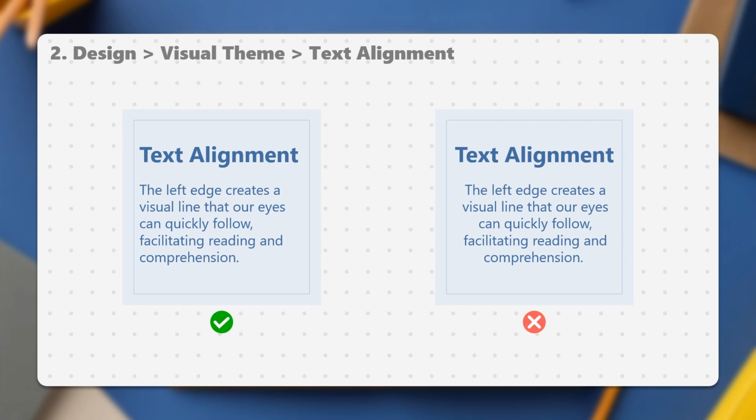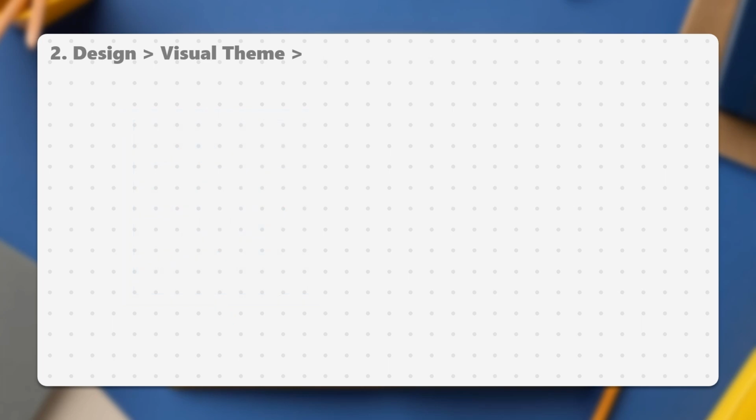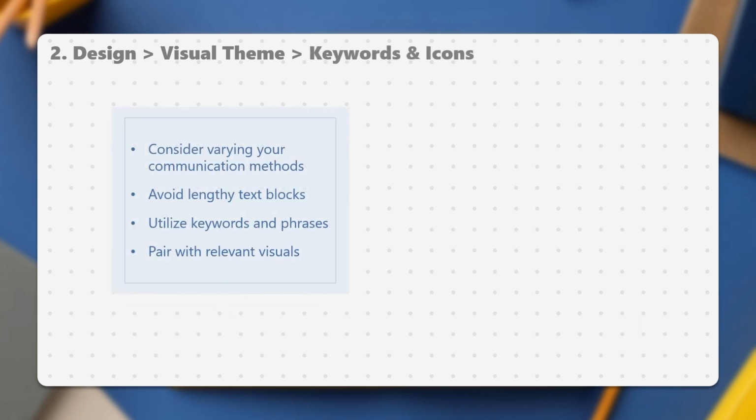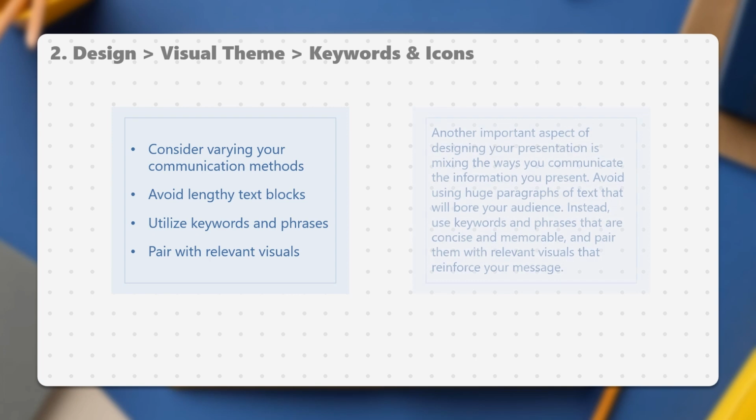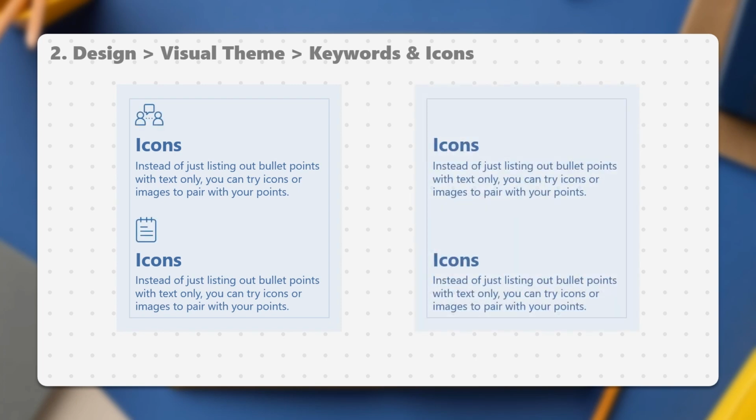Another important aspect of designing your presentation is mixing the ways you communicate the information you present. Avoid using huge paragraphs of text. Instead, use keywords and phrases that are concise. You can also try icons or images to pair with your points, making them more engaging and memorable for your audience. When using multiple icons, use a consistent stroke width or fill color, so using icons from the same pack is a good idea. At the same time, don't use icons that are too complicated and unreadable in smaller sizes.